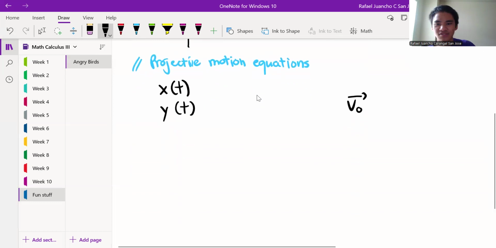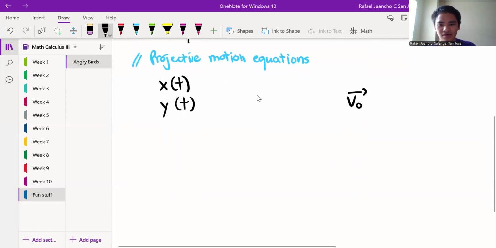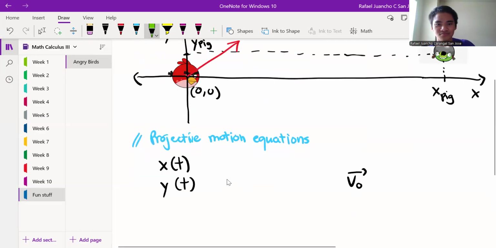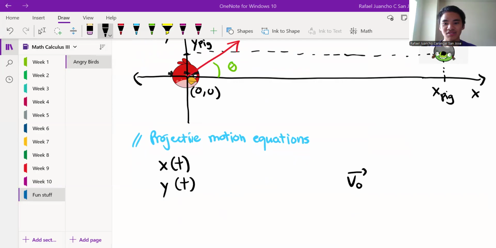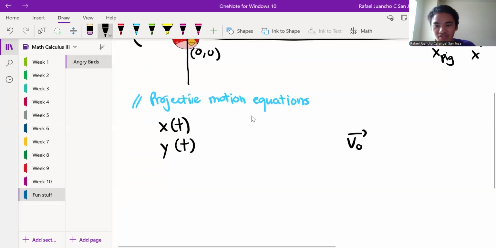So we have that velocity vector initially. And what does that do? Well, it actually makes an angle. It makes this angle here towards the x-axis. And let's just say that angle is theta, right? Now, how do we find the velocity? Here, we actually have two velocities that we want to consider.